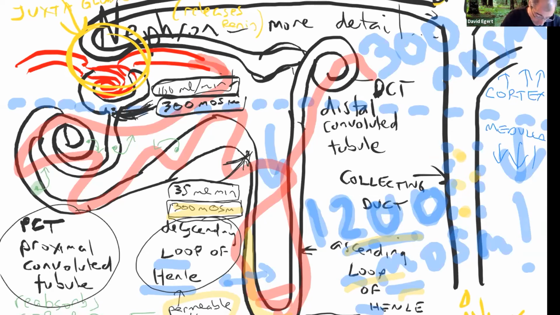In fact, water is going to keep moving out of the tubule back into the body until the osmolarity of the filtrate is what? When will the osmosis stop? 1200. 1200, exactly. So much water has left that there's no more osmotic gradient. So it's going to be 1200 milliosmolar. Super salty. Right? Does that make sense?